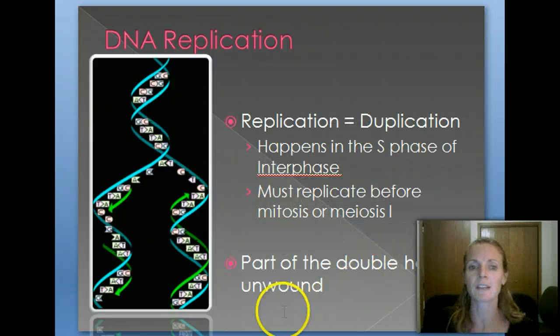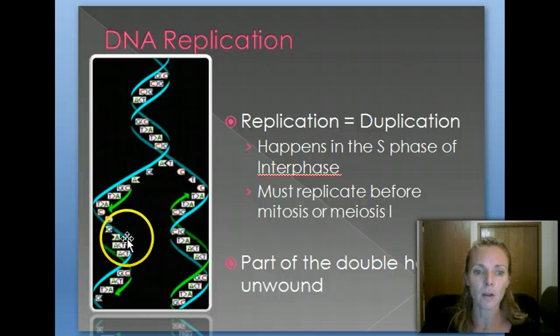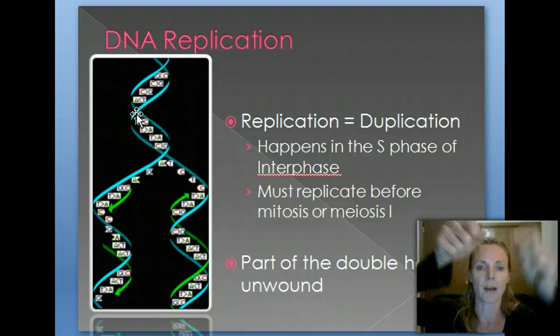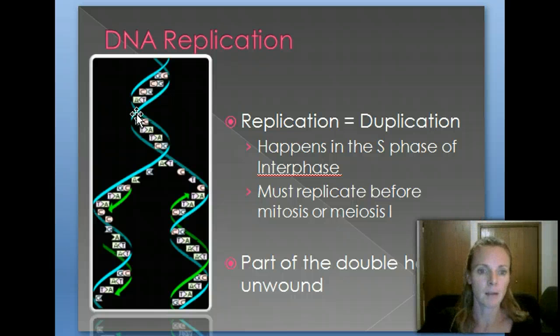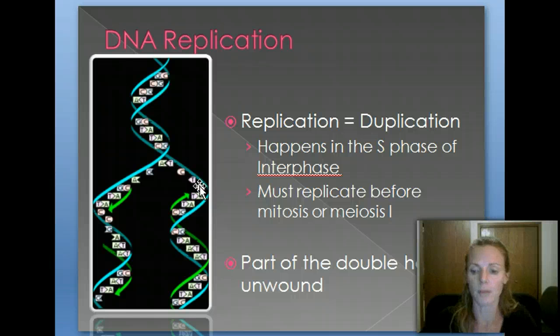Part of the double helix is actually unwound. Notice, follow these blue strands here. This was one double helix, and then it's like a zipper, and you have two little strands here. That's what we're showing right here. You have the two complementary strands that have been pulled apart. So that's the first thing that happens in DNA replication.